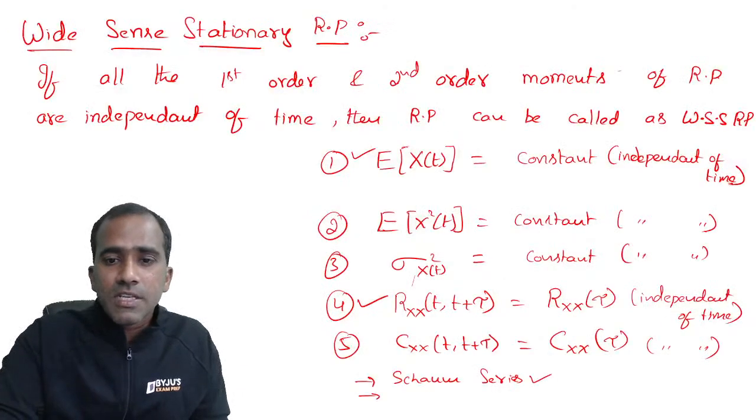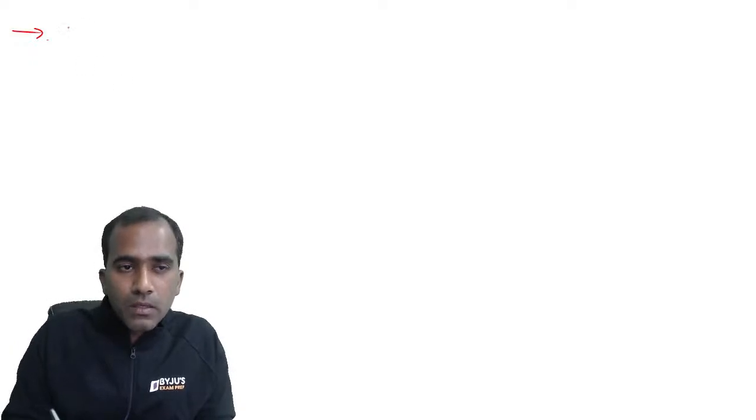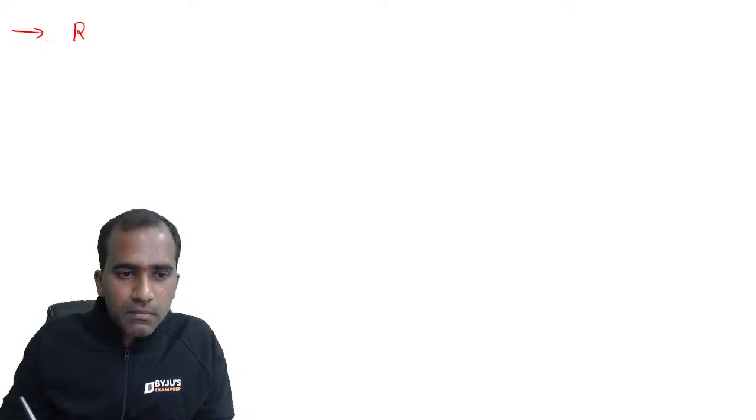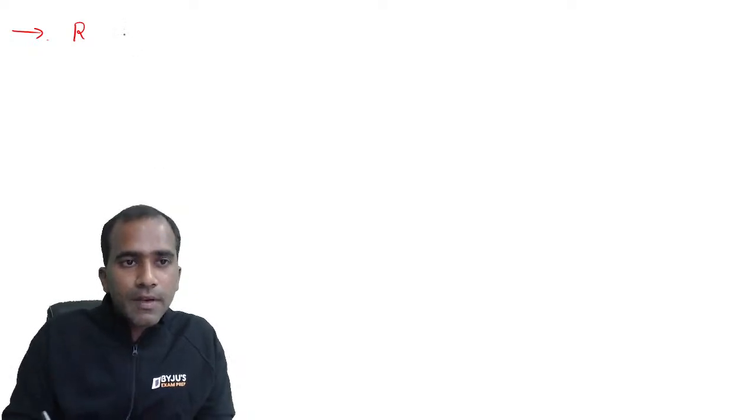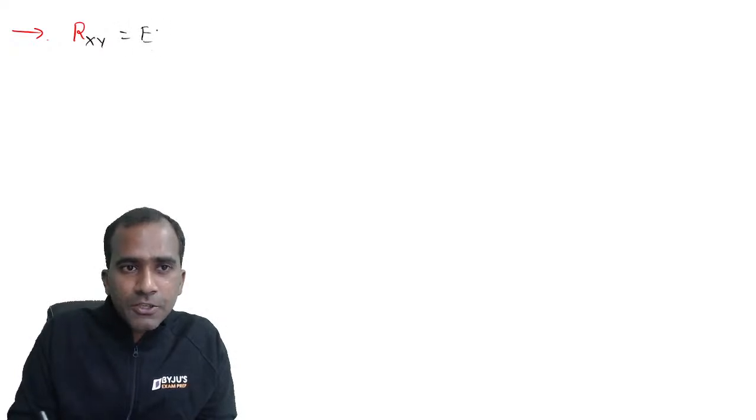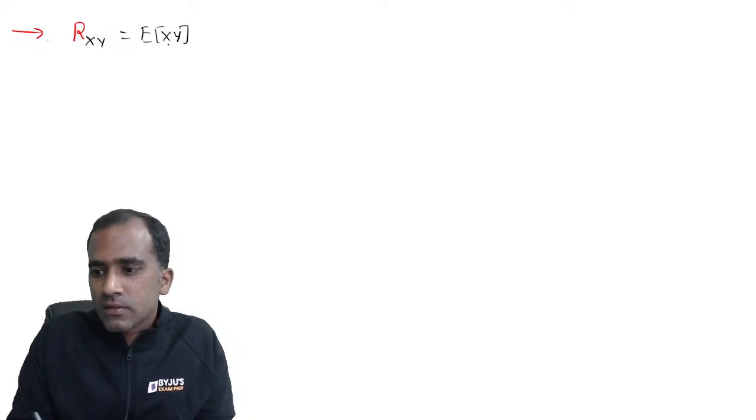So, fine, now stationary random process. I'll just recollect what we discussed in the previous class regarding random variables. If you remember, R_XY we have discussed, no? Which is the expectation of X into Y, the average of the product.